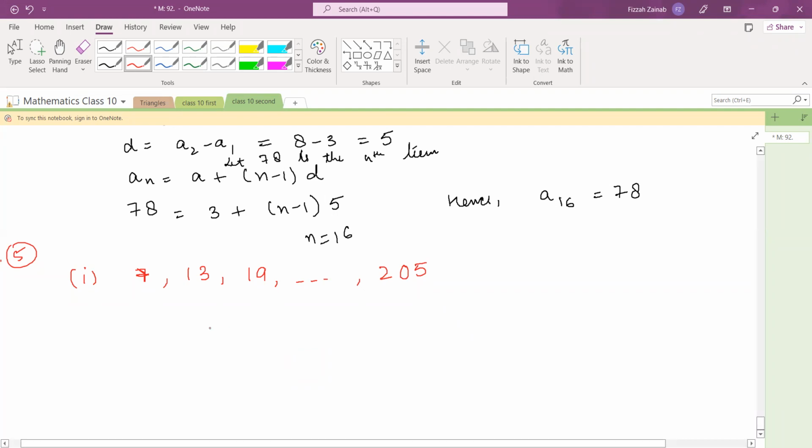Okay, let's not use that. We will use that later. You do it with this formula itself. Find the number of terms. Again, you are interested in n, right, Harsha? Yes, ma'am. Number of terms.